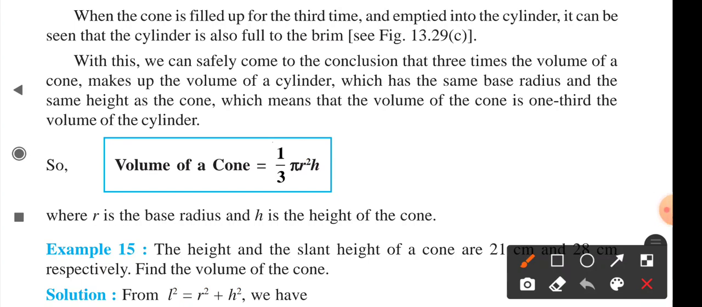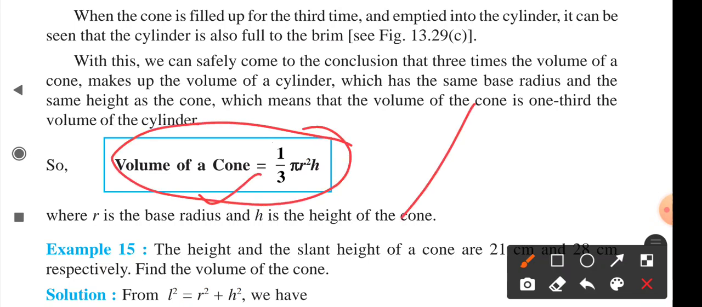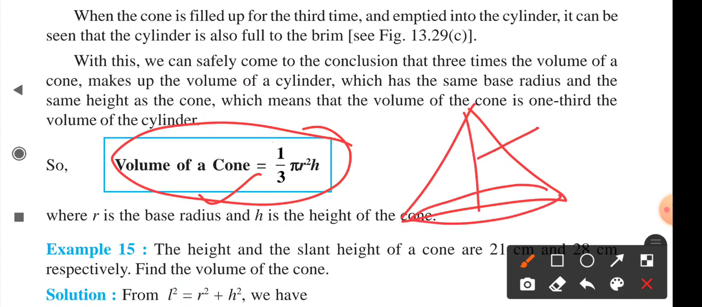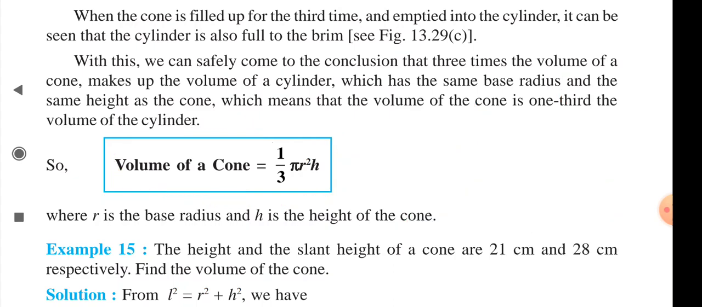Today Lakshmi Negi again with the last video of this chapter 13, surface area and volume, in which we will do some questions of volume of cone. The formula of volume of cone is 1 upon 3 pi r square h. You know that this is a cone, this is the height of the cone and this is the radius of the cone. Only these two things are required for finding the volume of the cone.